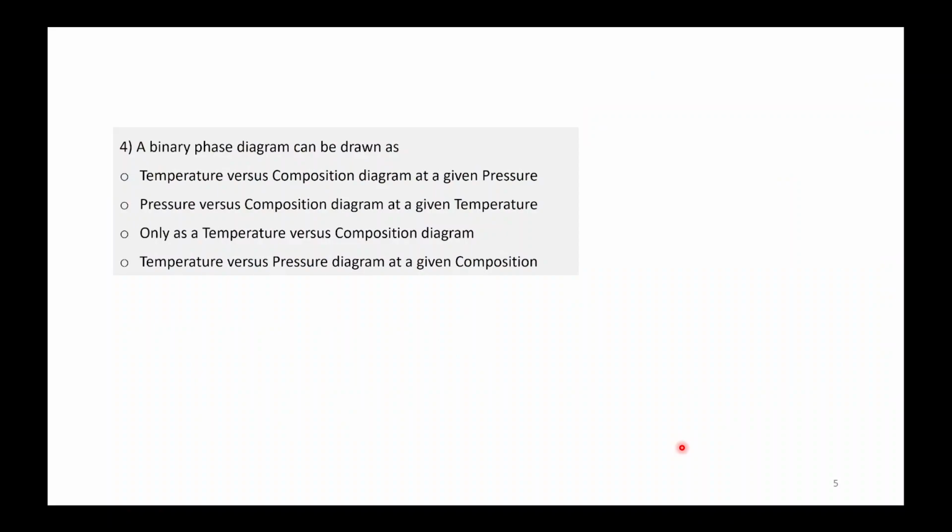Fourth question is: a binary phase diagram can be drawn as? Your options are: temperature versus composition diagram at a given pressure; pressure versus composition diagram at a given temperature; only as a temperature versus composition diagram; or temperature versus pressure diagram at a given composition. So these three are correct for a binary phase diagram.